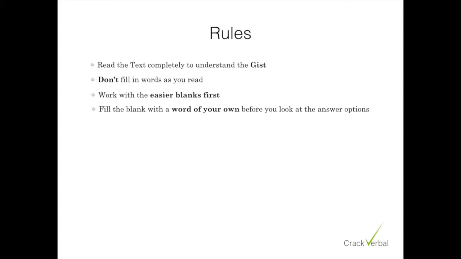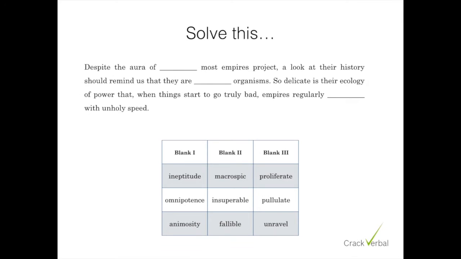Great. Now that we know what rules need to be followed, let's take a look at a sample question. What you have here is a triple blank text completion question. So there are 3 blanks, and for each blank there are 3 possible answer choices. Remember, there are no partial answers.